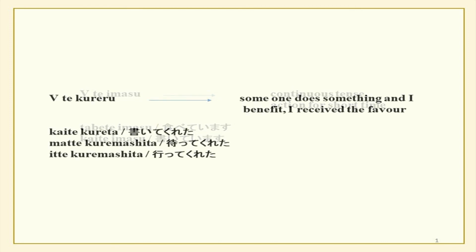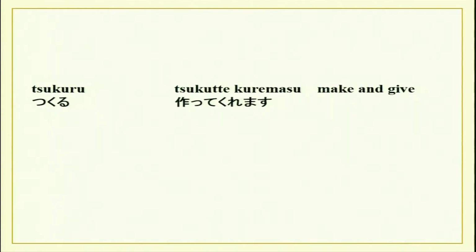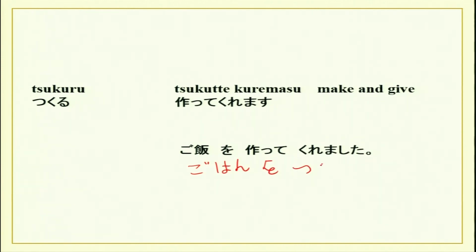So, now if we use kureru instead of imasu, well, te kuremasu will mean someone did something or does something for me. For example, gohan o tsukutte kuremashita. Gohan o tsukutte kureta.